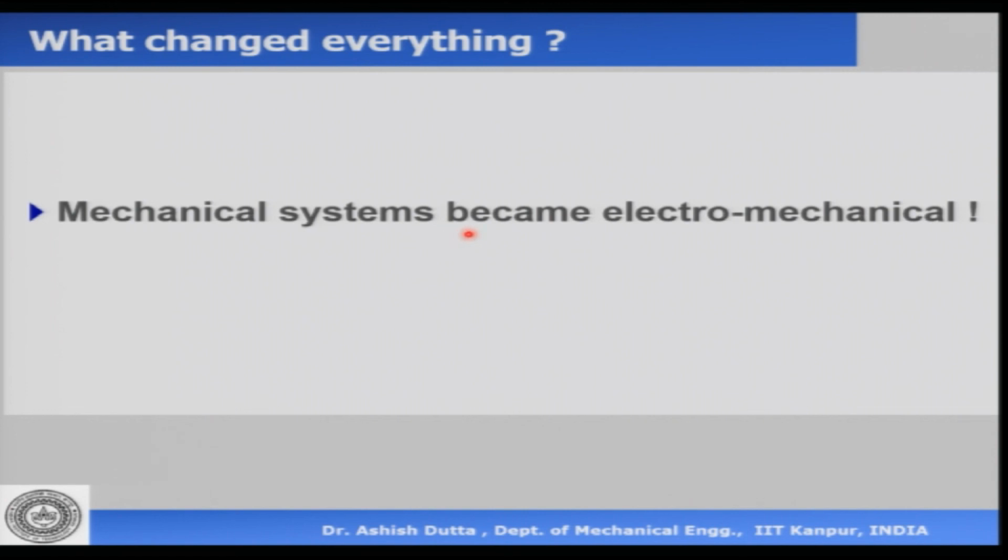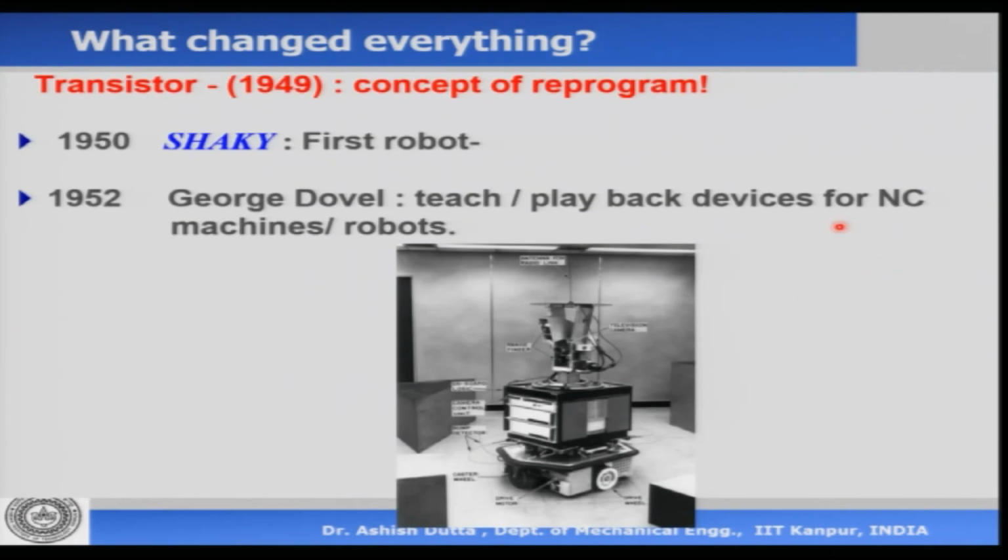So now the question comes, what changed everything? What I mean by that is mechanical systems became electromechanical. A lot of electronics came in, programming came in, and we had sensors, we have actuators. So what invention changed everything, so that mechanical became electromechanical? If you look at that, then we find that the invention of the transistor somewhere around 1948-49 gave rise to the concept of reprogram.